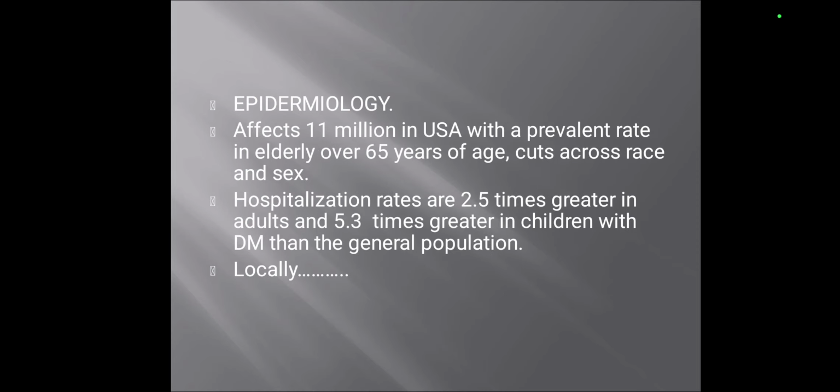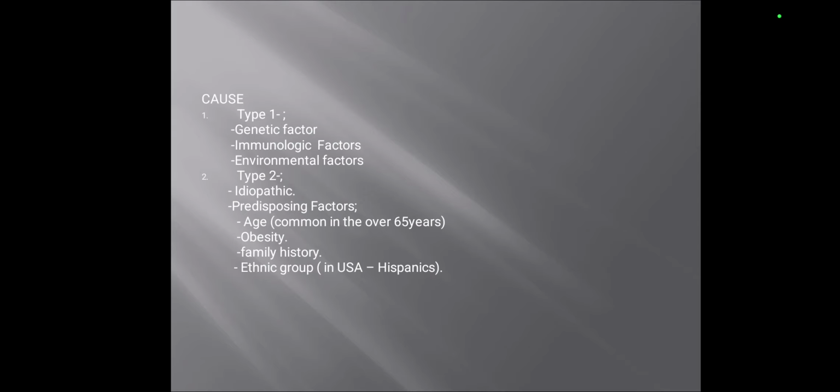So, epidemiology. This one affects 11 million in the USA, with a prevalence rate in the elderly over 65 years of age, across race and sex. Hospitalization rates are 2.5 times greater in adults and 5.3 times greater in children with DM than in the general population.